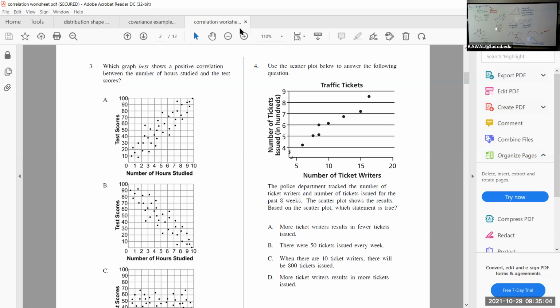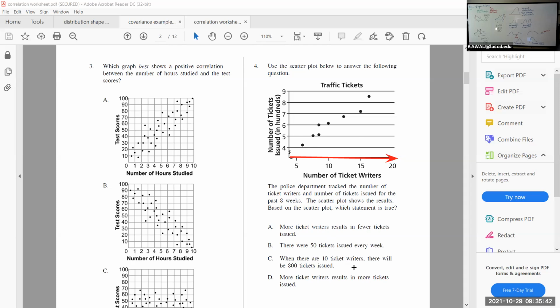What do students think? The D one, yes, more ticket writers. Yes, you've seen it correctly. So the thing that drives this is this right here. As this gets bigger, what happens? As we get more ticket writers, we don't get fewer tickets, okay? There were 50 tickets issued each week. That's not true. If it was, then we would have all our dots here.